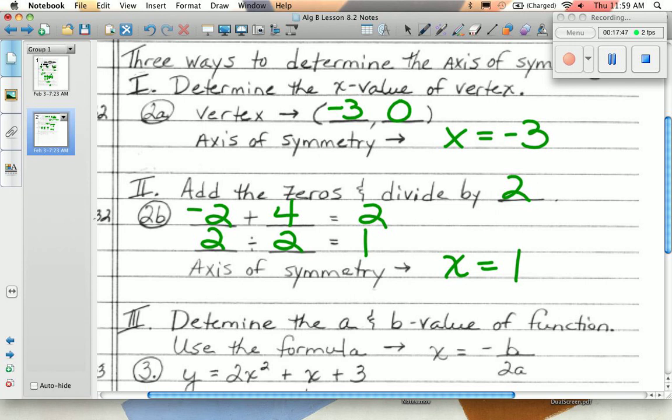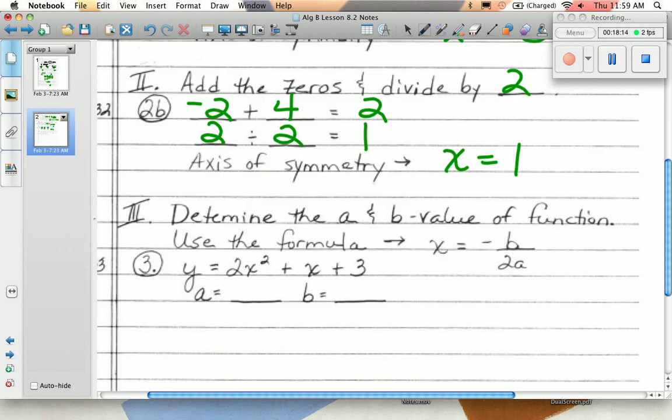Sometimes we can just look at the graph and tell very clearly what the vertex is, and pick up the x value from it. Now, when we go back and look, we remember we thought the vertex was at about 1, 4.5. We said right away we thought the x value of the vertex was 1. We verified it by doing it mathematically also.